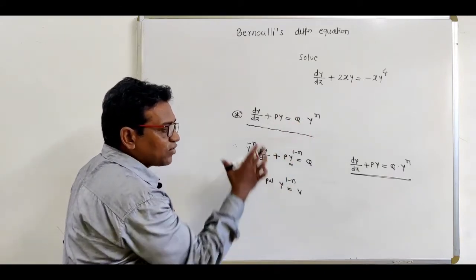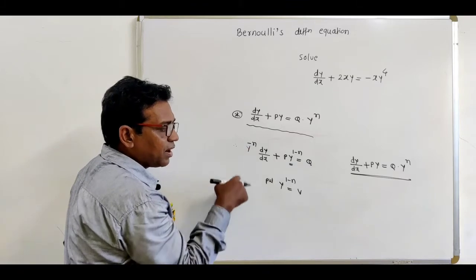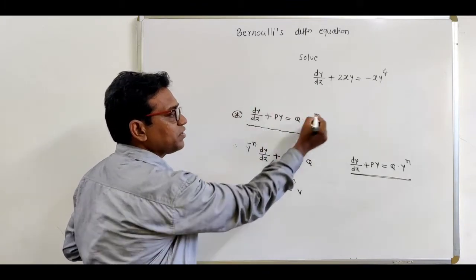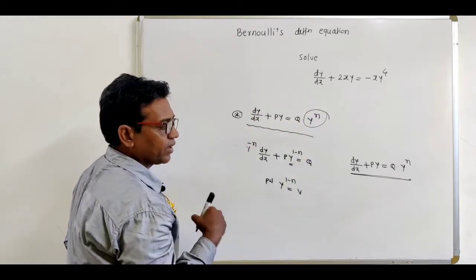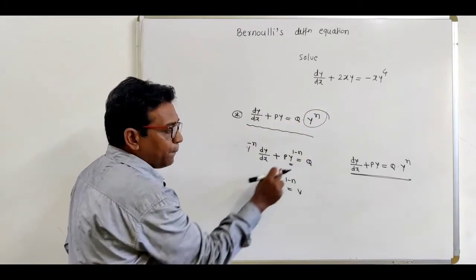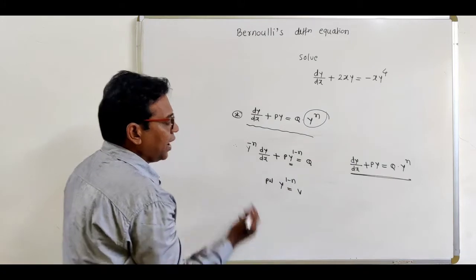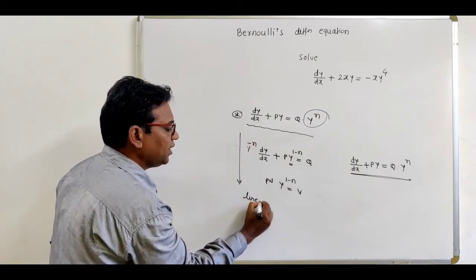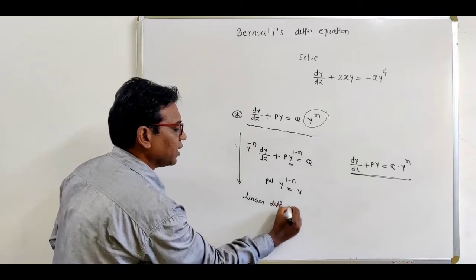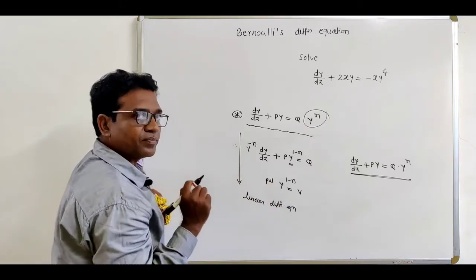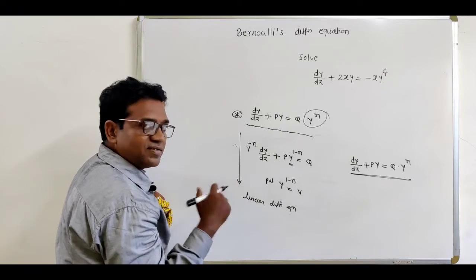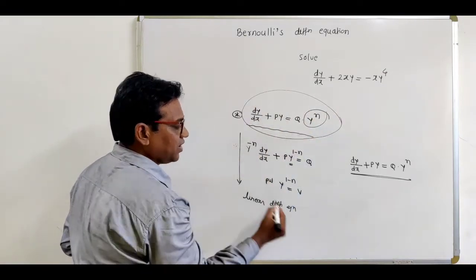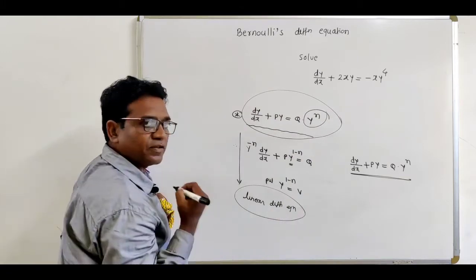Now, what is the method for solving the Bernoulli's differential equation? There are two steps. What is the first step? Just divide the total equation by the term of y. And what is step number 2? Put this coefficient equal to v and convert this differential equation into a linear differential equation. Now see, what we do here is convert this Bernoulli's differential equation into a linear differential equation.